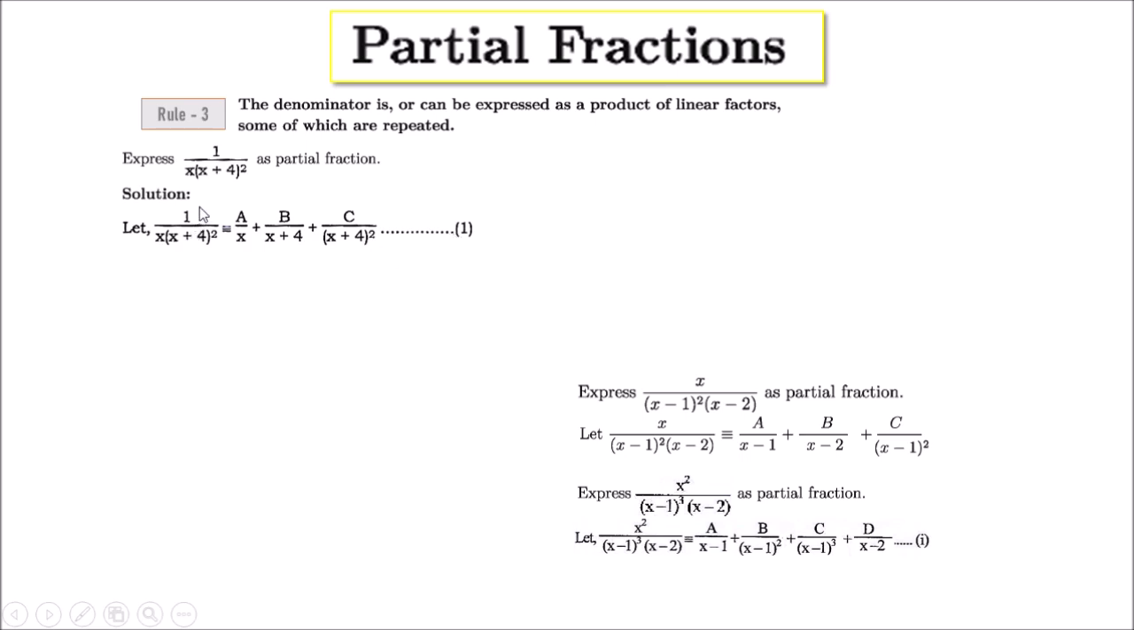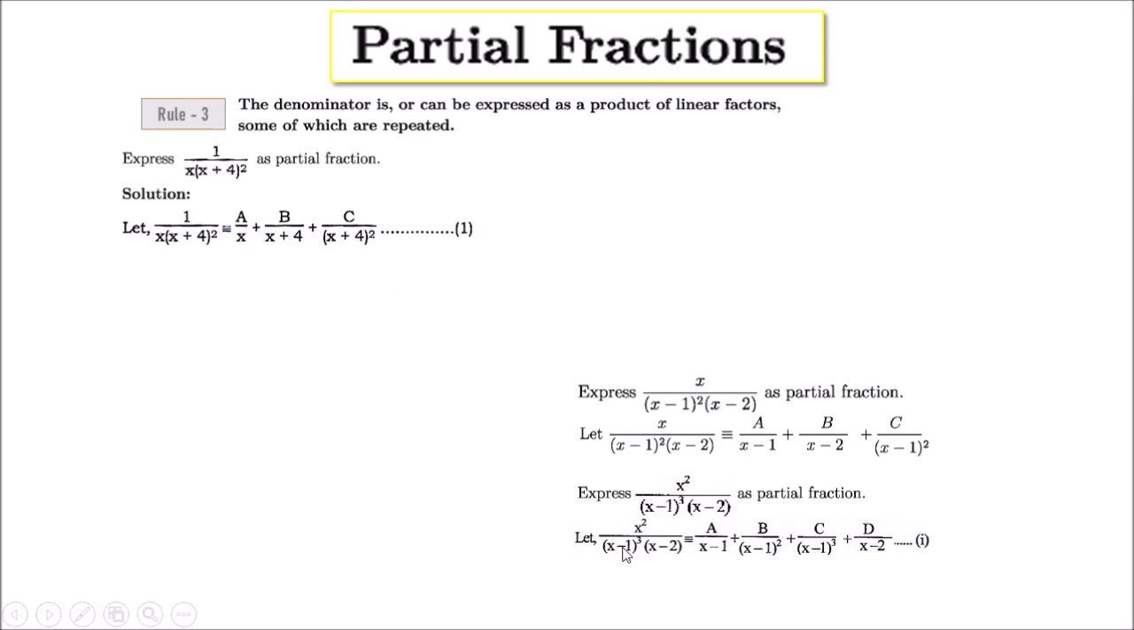Again, 1 by x into (x plus 4) whole square equals a by x, that is the first factor. Then forget about the first factor, what remains is x plus 4, so b by x plus 4, and for the repetition, the 1 time repetition, that is c by (x plus 4) whole square.